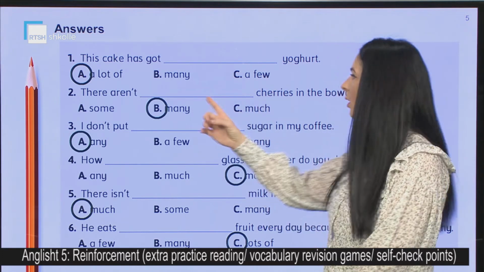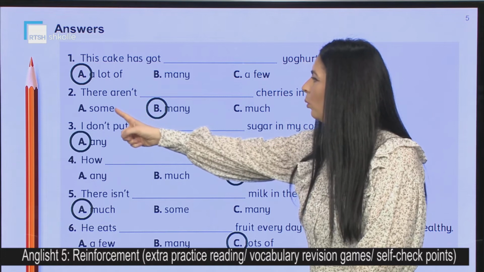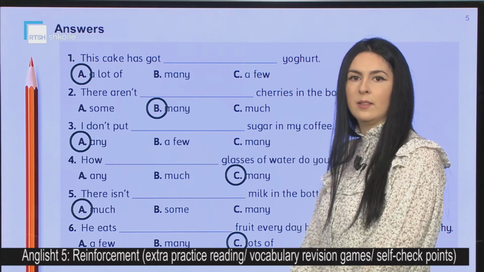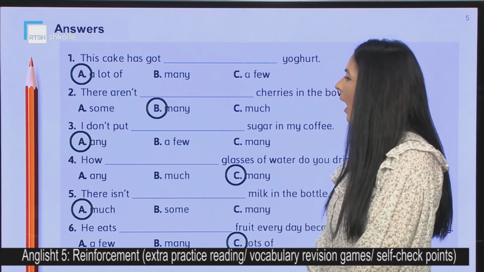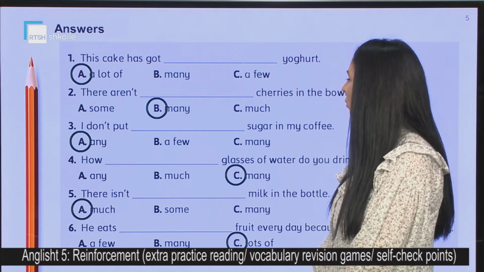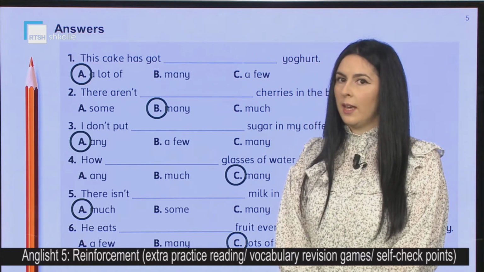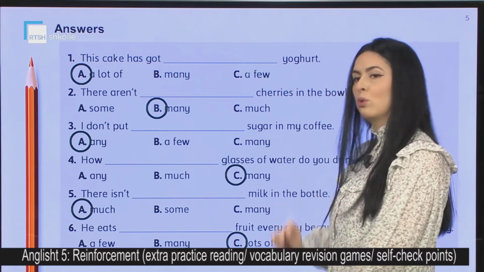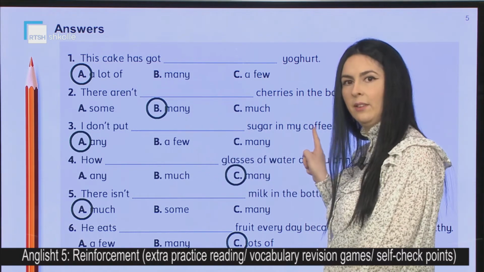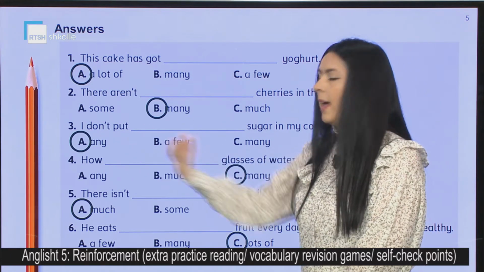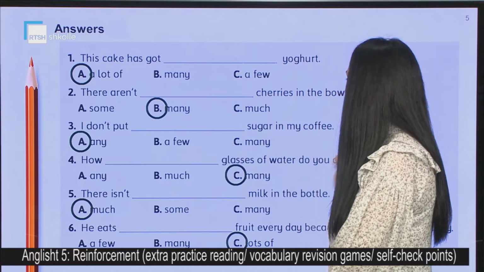No, we can't, because we have a negative sentence. And we said that we do not use some with negative sentences. The third sentence is, I don't put any, a few, and many sugar in my coffee. In this case, apart from the noun sugar, which is uncountable, we have to see that it is a negative sentence. And we choose any with negative sentences. I don't put any sugar in my coffee.